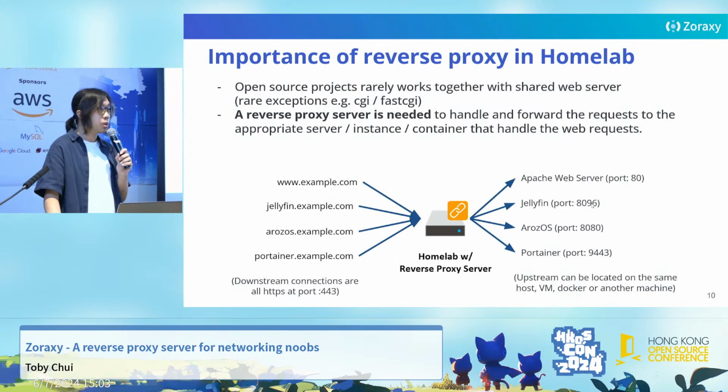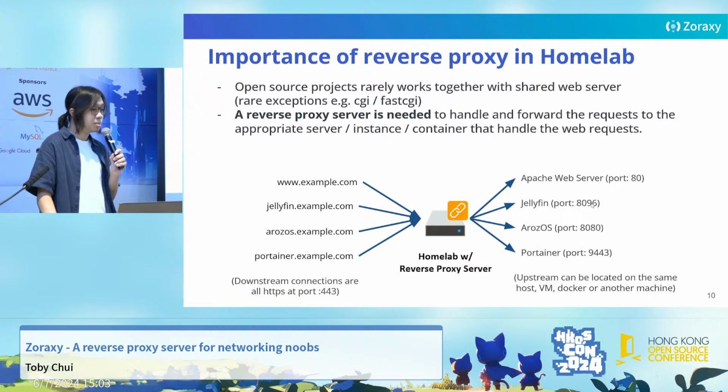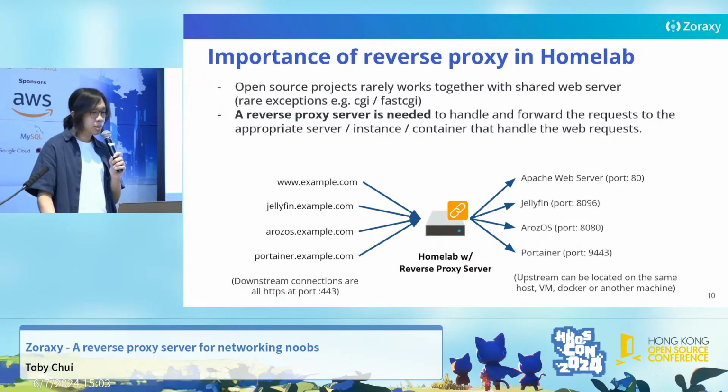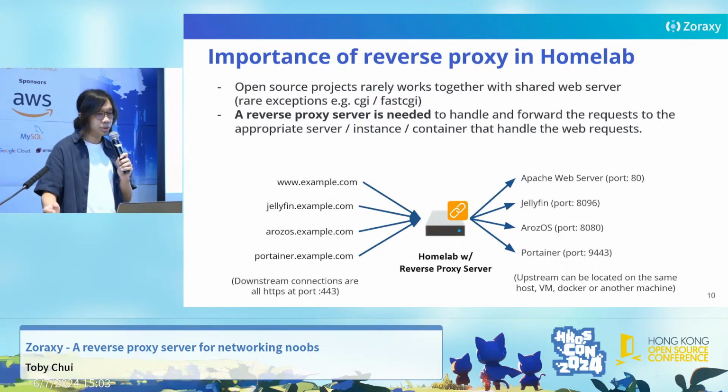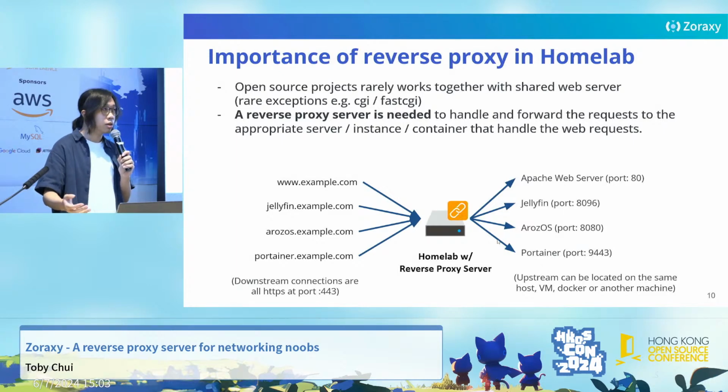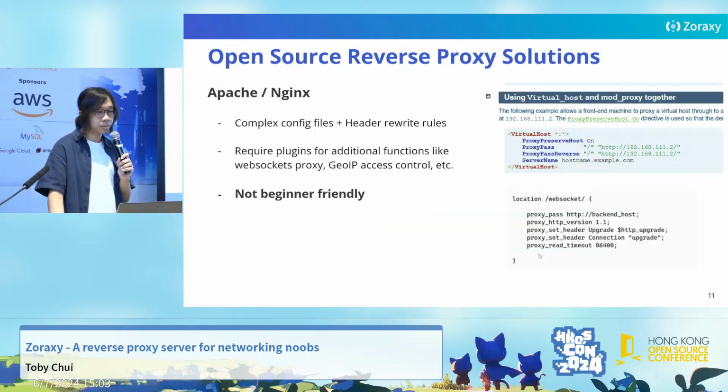And this is really important as the gateway of your homelab server because most open source projects rarely work together with shared web servers. Some rare exceptions are CGI or FastCGI with a PHP server, but they're really exceptions. A reverse proxy server is generally needed for your homelab setup if you're trying to run a lot of services. Like you can have your domain.com pointing to your Jellyfin instance, or your other domain.com pointing to your Portainer instance on a different port, like if you're using Docker or virtual machines with IP addresses, etc.